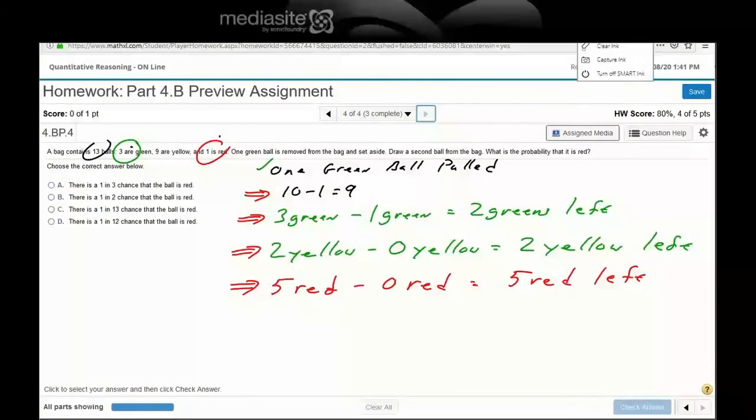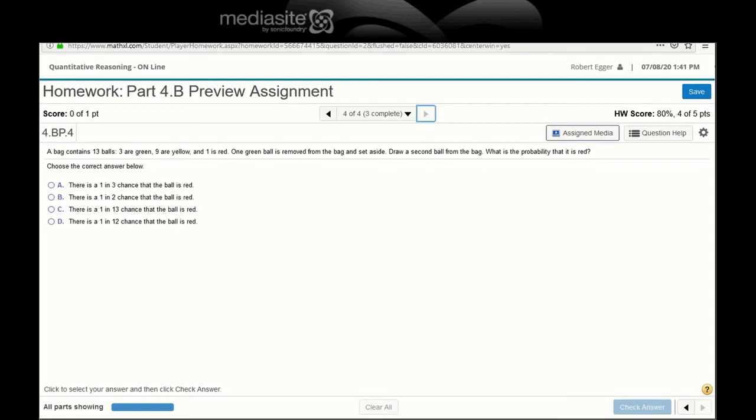Last question. Nice lucky number. So 13 balls, 3 green, 9 yellow, 1 red. 1 green ball is removed from the bag, set aside. Draw a second ball from the bag. What's the probability that it will be red? So this was event 1. Here's event 2.